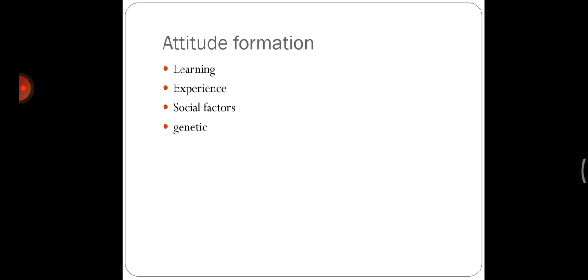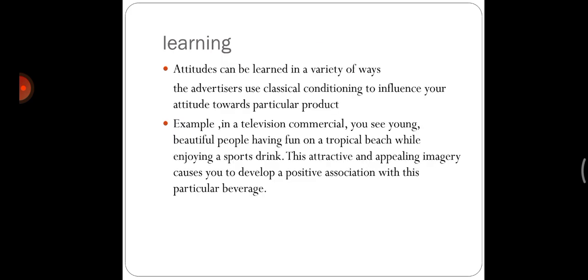So how is attitude formed? We have four types of formation. It is formed through learning, experience, social factors and genetic factors. Under learning, attitude can be learned in a variety of ways.